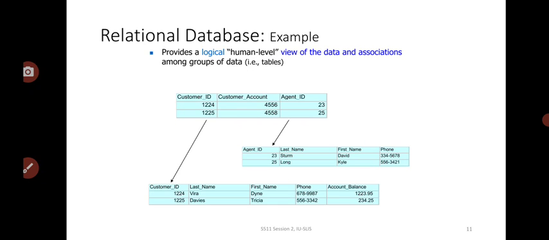So in the relational database example, you can see the customer ID, customer account, and agent ID. That is the table. Customer ID is an attribute, customer account is an attribute, and agent ID is also an attribute. 1224, 455623: the data present in that row is called a tuple. 1225, 4556 and 25: the second row in the first table is also a tuple. So one table can contain many tuples and many attributes, and that is all about the relational database model.